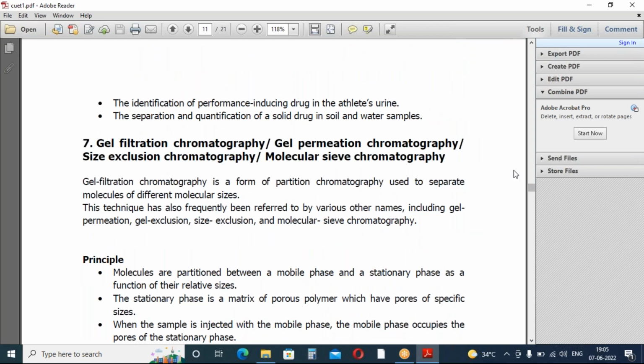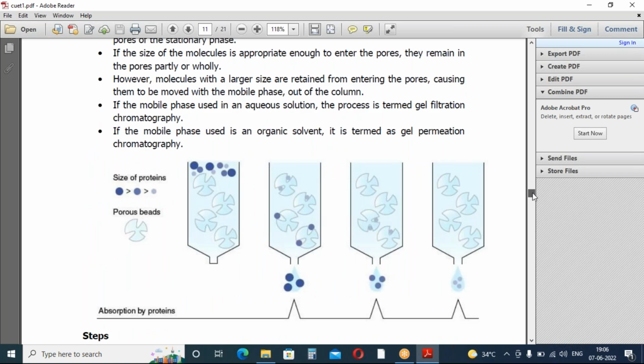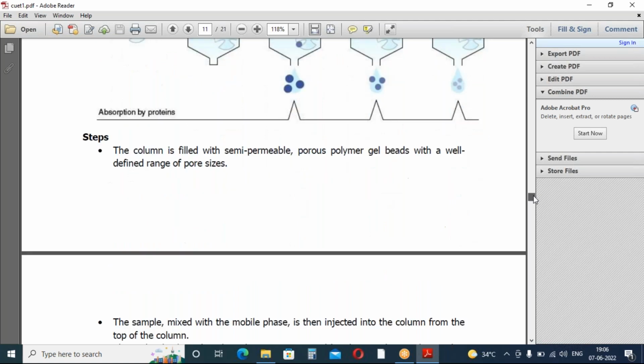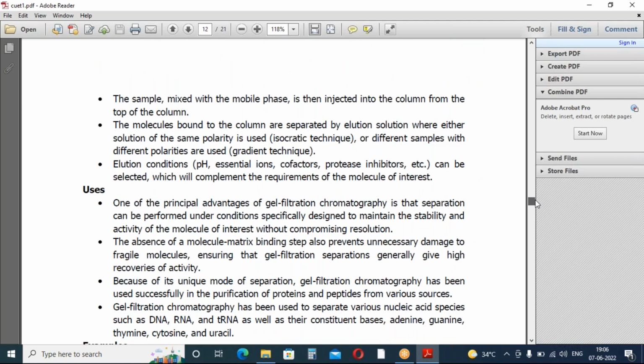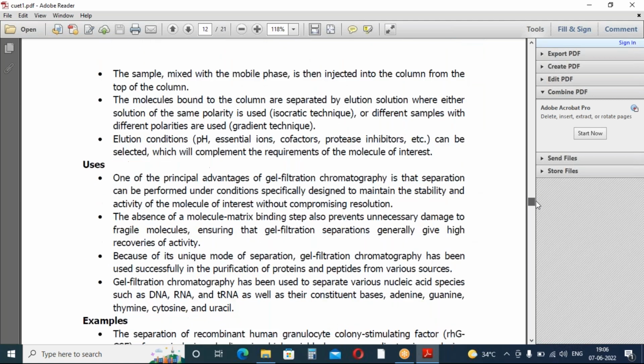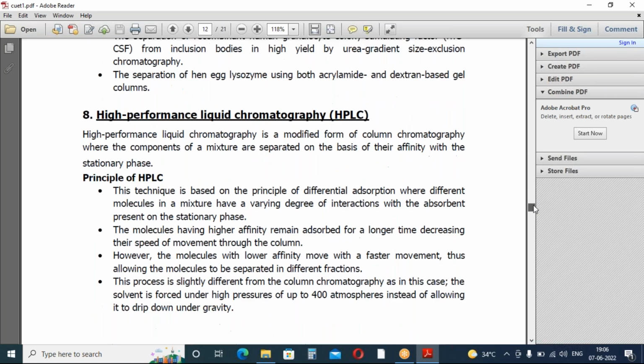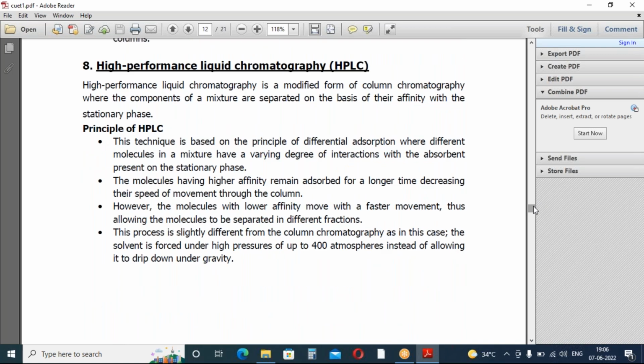We also discussed gel filtration chromatography, which is mainly based on the molecular sizes of the components. Depending upon the sizes, this causes the separation of the components present in the mixture. It is also called size exclusion chromatography. Up to this point, I think we have discussed.